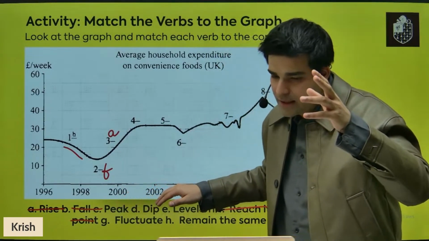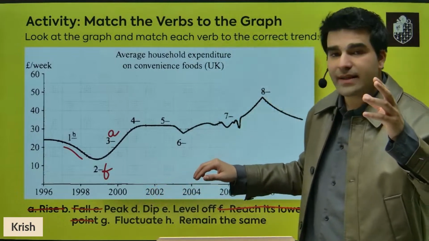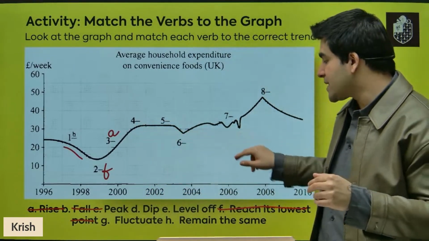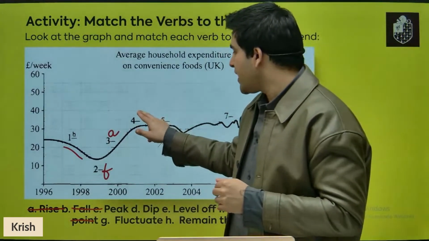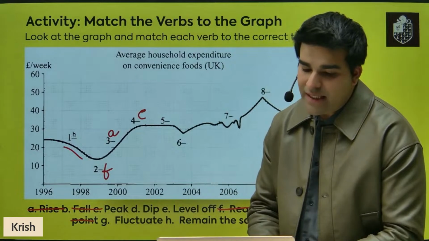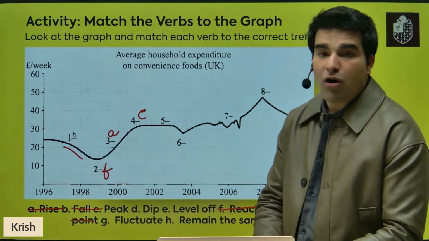We're going to look at it. Shivai, that's a good question. I'm going to answer that question in a bit. What is 4 here? It's level off. The correct answer is E. I repeat, the correct answer is E, level off.